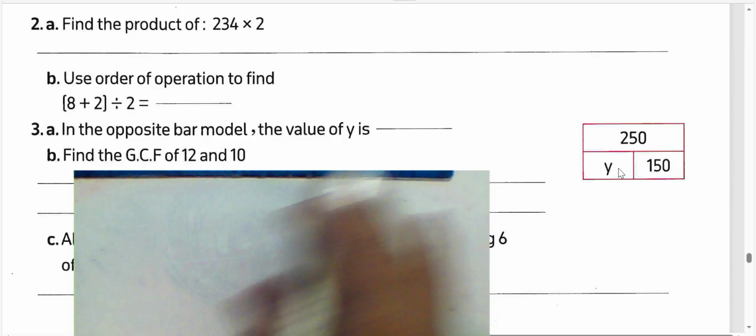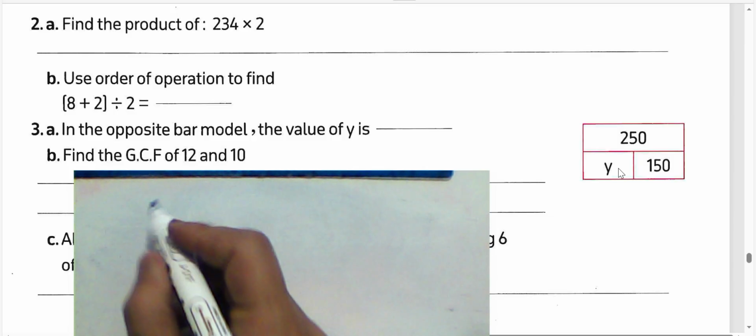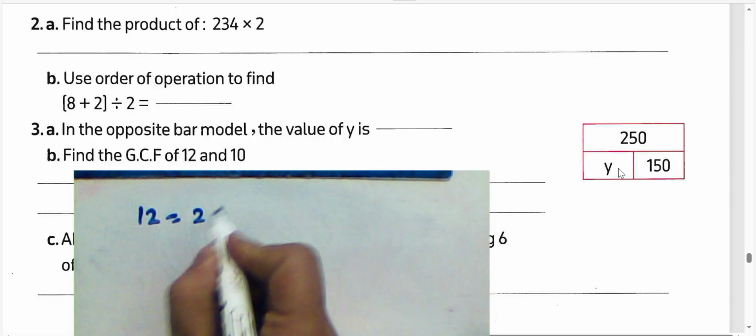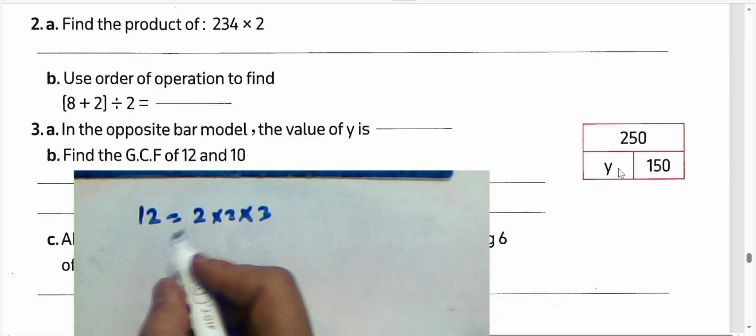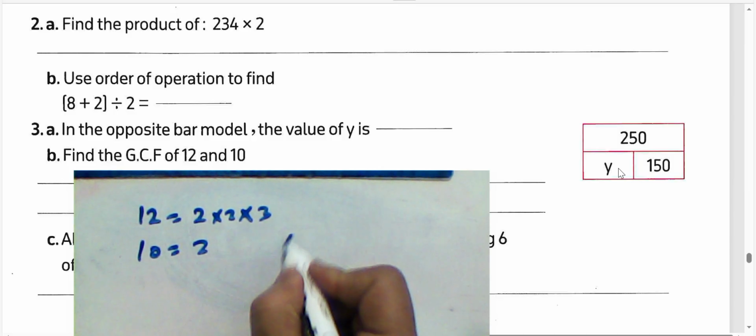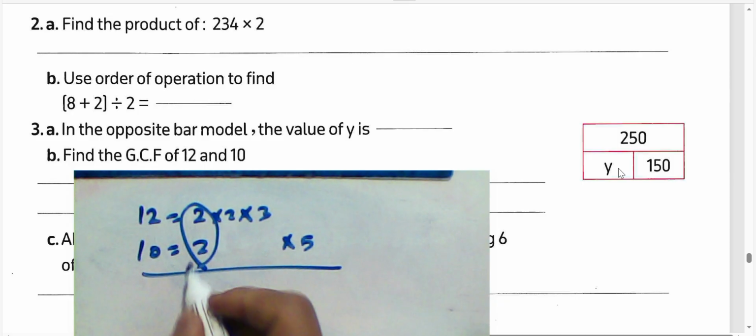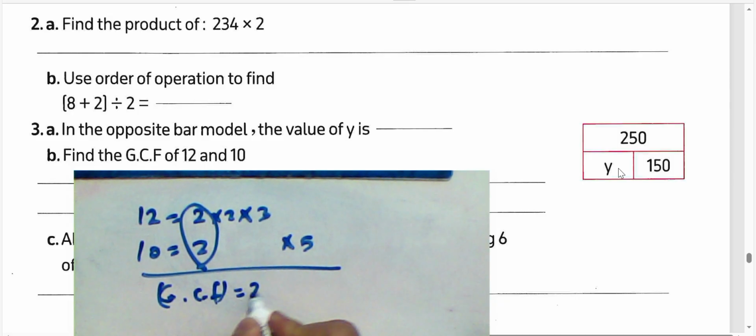Next question. The greatest common factor between 12 and 10. We have 12 equals 2 times 2 times 3. 2 times 2 is 4, and 4 times 3 equals 12. And also 10 equals 2 times 5. The highest common factor between them is equal to, right? GCF, the greatest common factor between the two numbers equals to.